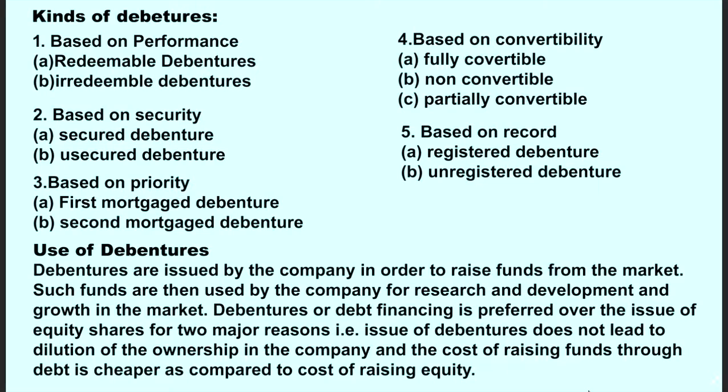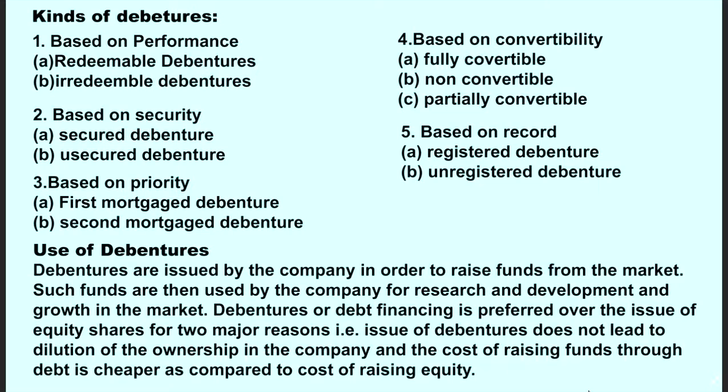Based on record: registered debenture and unregistered debenture. Registered debentures are debentures which are registered. Unregistered debentures are debentures which are not registered on the records. Use of debenture. Debentures are issued by the company in order to raise funds from the market. Such funds are then used by the company for research and development and growth in the market.